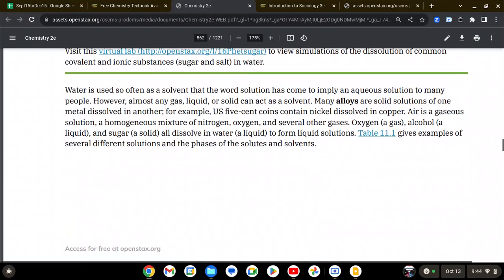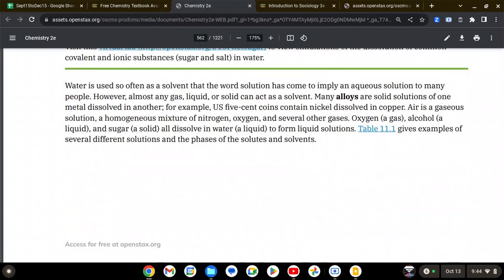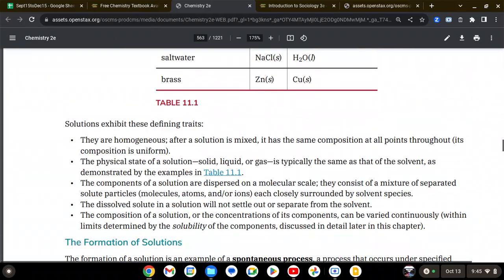Water is used so often as a solvent that the word solution has come to imply an aqueous solution to many people. However, almost any gas, liquid, or solid can act as a solvent. Many alloys are solid solutions of one metal dissolved in another. For example, US 5-cent coins contain nickel dissolved in copper. Air is a gaseous solution, a homogeneous mixture of nitrogen, oxygen, and several other gases. Oxygen, alcohol, and sugar all dissolve in water to form liquid solutions. Table 11.1 gives examples of different solutions and the phases of the solutes and solvents.